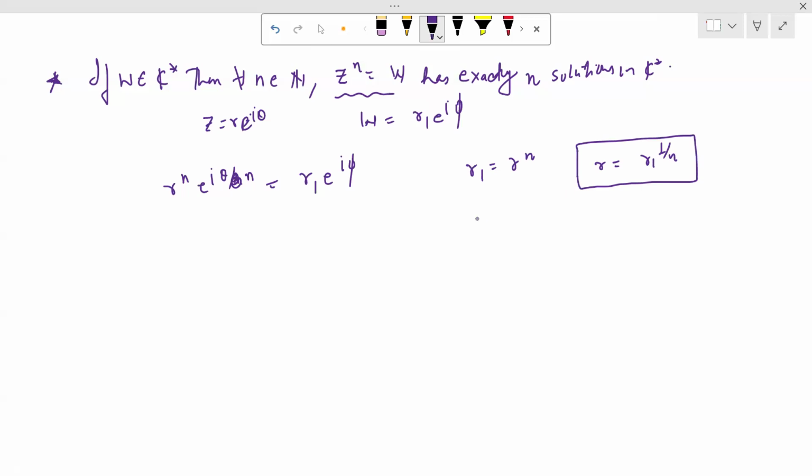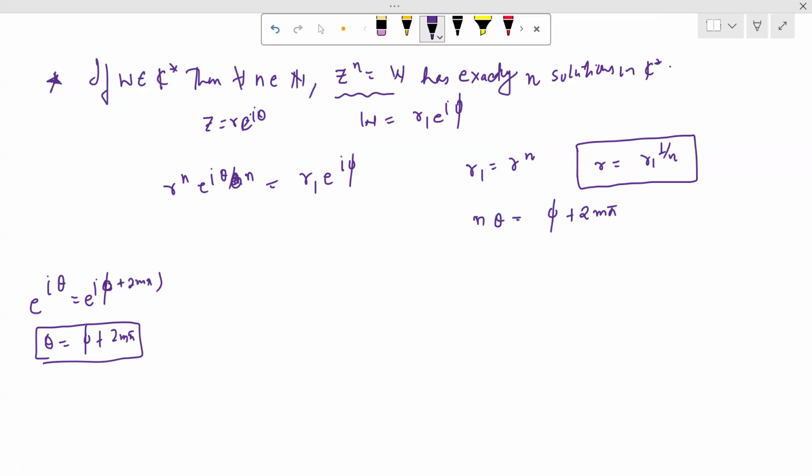And from here, by comparison, you know that what is φ? So clearly, nθ is equal to φ plus 2mπ. If you have to compare this, e^(iota θ) is equal to e^(iota φ), I've told you before also, it is equal to θ = φ + 2mπ. This is the most general solution, because if you rotate it by 2π, 2mπ also, then things will remain the same. So the most general way of writing it is this.